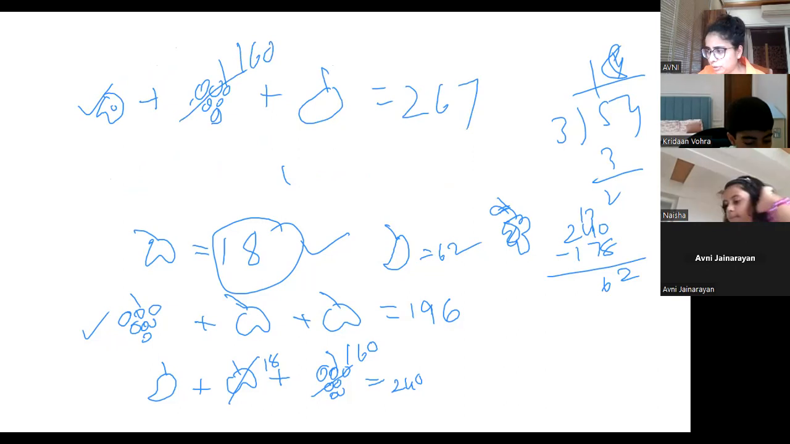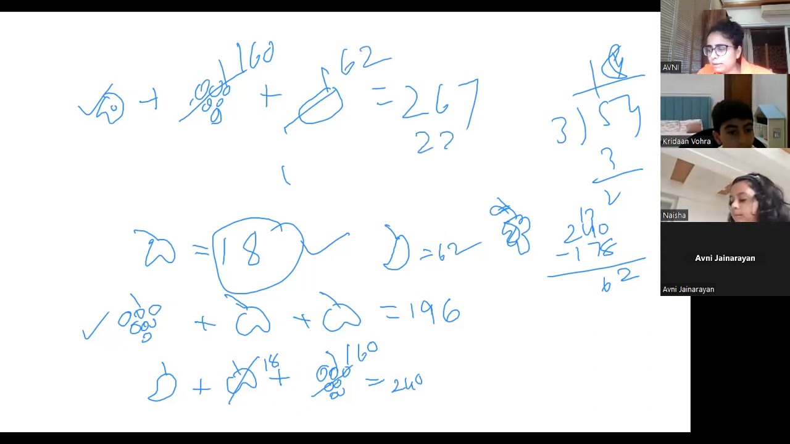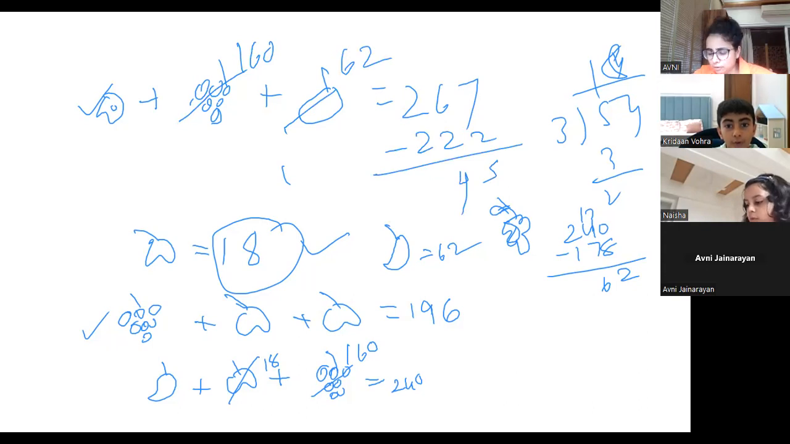160. And mango का value क्या आया? जल्दी बताओ, किसी ने लिखा नहीं क्या? 62. So add कर लो 160 plus 62, 222. 222 minus, like 267 minus 222 is 45. So what is the value of the flower? 45.